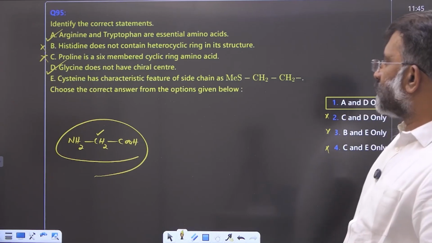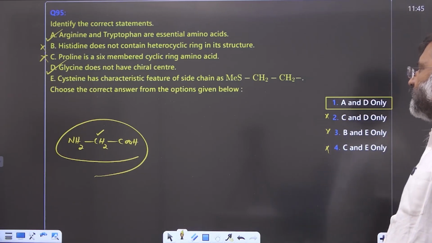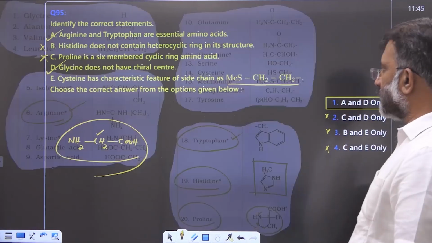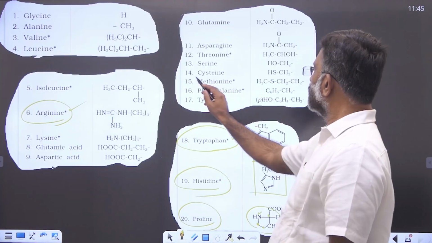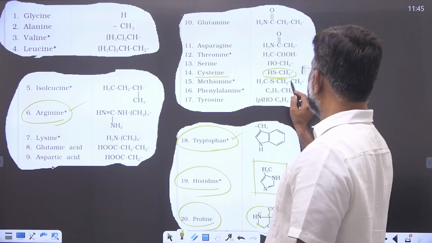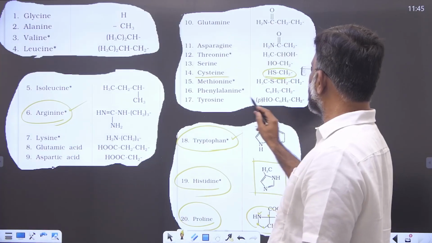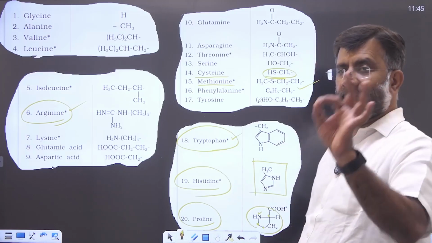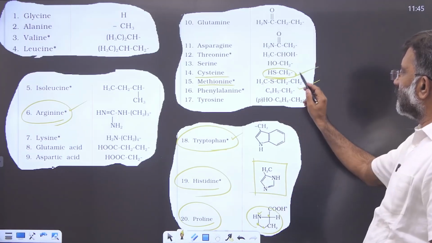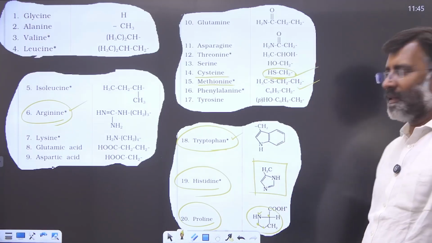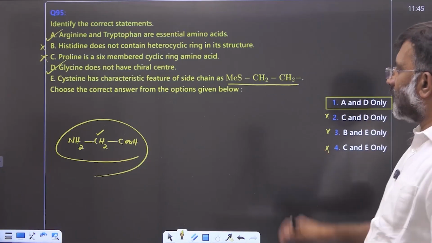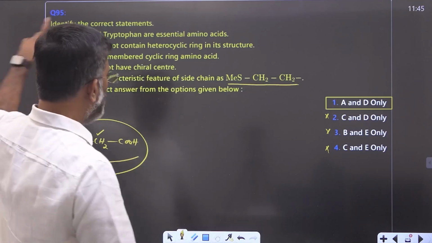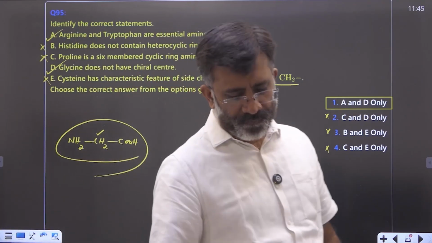E, cysteine has characteristic feature of side chain CH2, CH2, S-CH3. That is for methionine. The comment is true for methionine. For cysteine, it is CH2SH. That means this is also wrong. So A and D only.